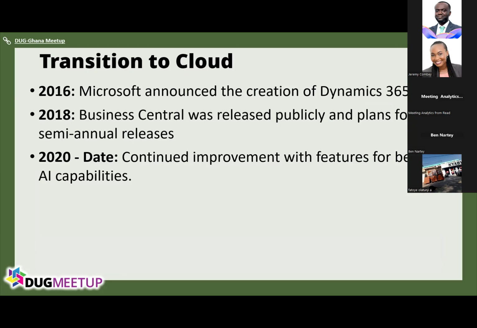Then gradually, Microsoft announced the creation of Dynamics 365 in 2016. Then in 2018, Microsoft released Business Central. And then between 2020 till date, what Microsoft has basically done is improve the features for better AI capabilities and users.